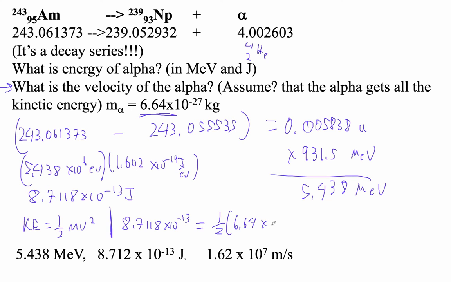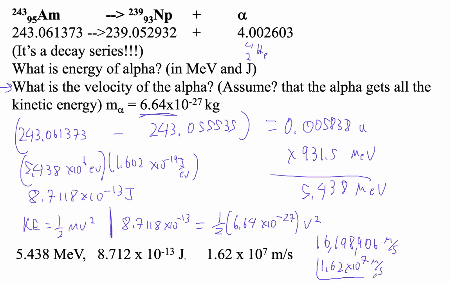6.64 times 10 to the minus 27. It's not a huge amount. And then v squared, right? Okay, so I'm going to multiply the number on my calculator by 2, divide by 6.64 E minus 27. I've got v squared and I'm going to square root. And I get a very unhelpful number, 1619896 meters per second. Let's see, what is that? Okay, so it's 1.62 times 10 to the 7th meters per second.